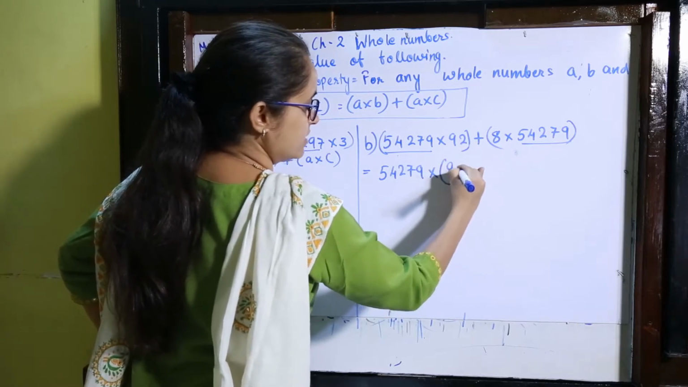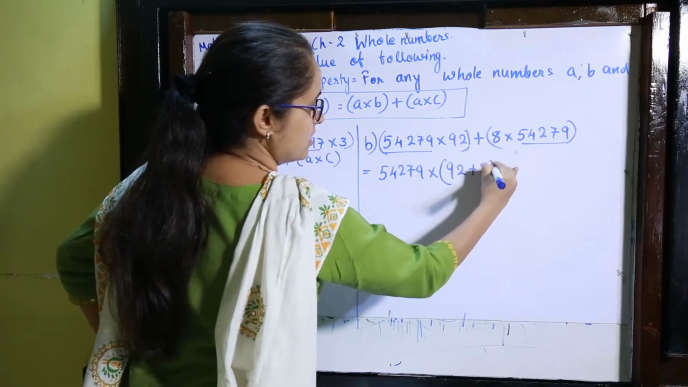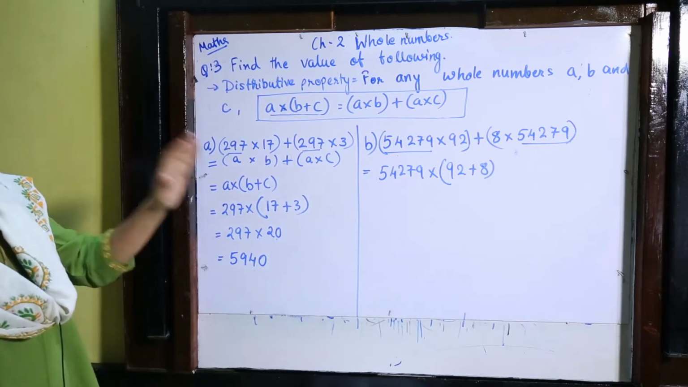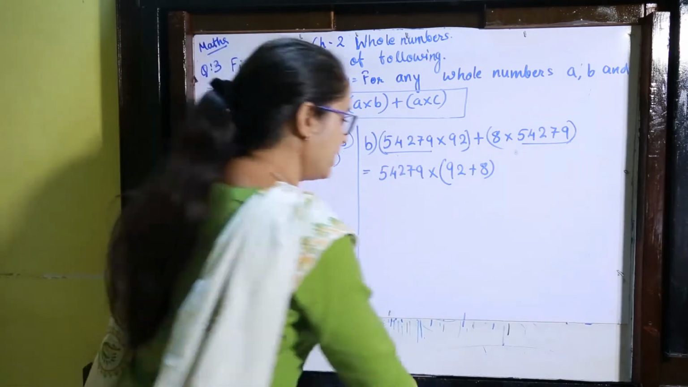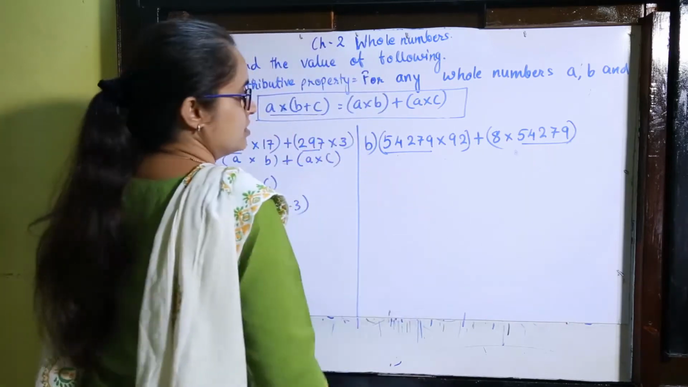So you have to write like this: 92 plus 8. Now if you don't remember or don't understand this, I am doing it in an elaborate way. See, this is your A.